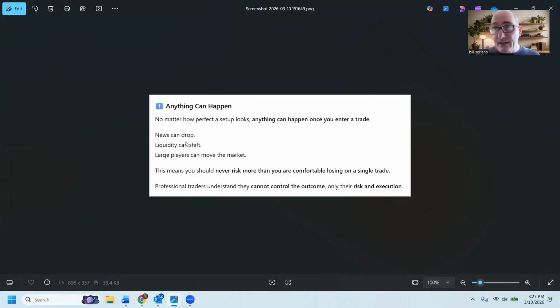Liquidity can shift at any time. Large players can move into the market. It only takes one large player that's betting the price is going to go the opposite direction that you think it will, and that's going to take you out of the trade. And what this means is you should never risk more than you're comfortable with losing on a single trade. Professional traders understand they cannot control the outcome, only their risk and their execution.